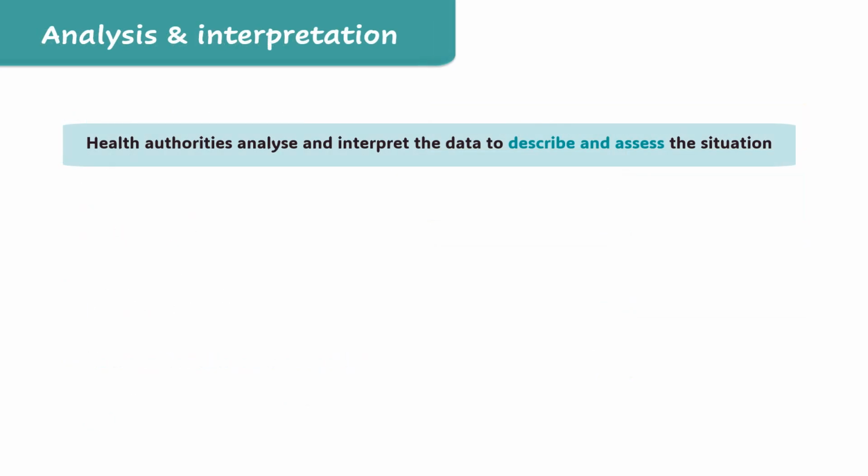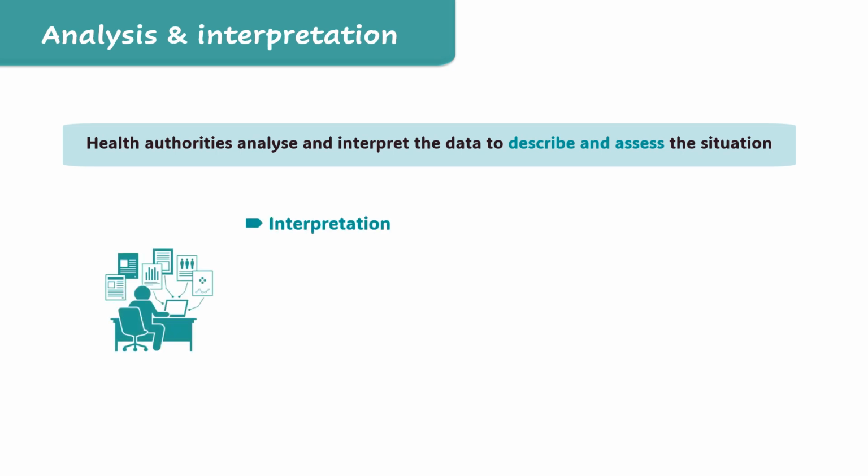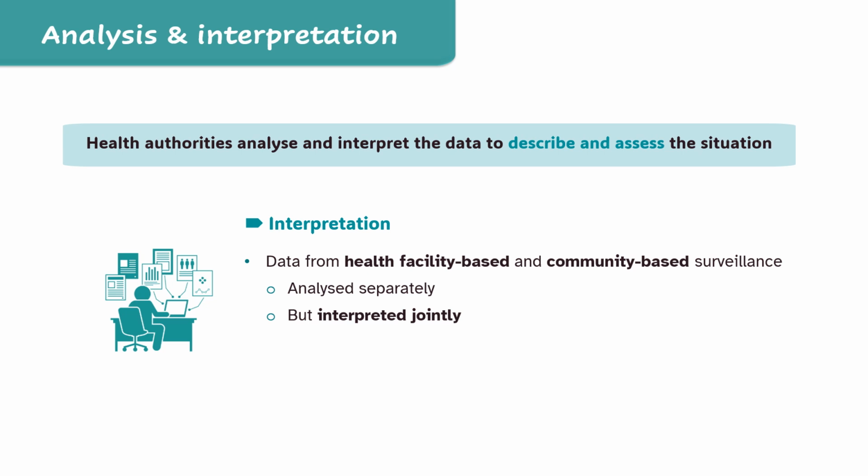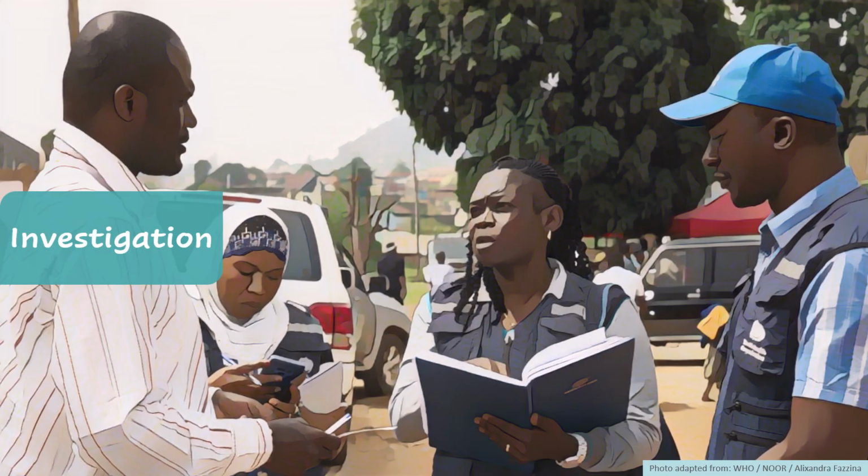Health authorities routinely analyze and interpret cholera surveillance data to describe and assess the cholera situation at the surveillance unit level. The following is considered to interpret the cholera situation. The data reported by health facility-based surveillance and community-based surveillance are analyzed separately. They are not merged. However, they are interpreted jointly to assess the cholera situation. Surveillance performance indicators are also taken into account to interpret the cholera situation in a sound manner. To better understand and interpret the cholera situation, health authorities may also investigate as needed. Let's look into this.